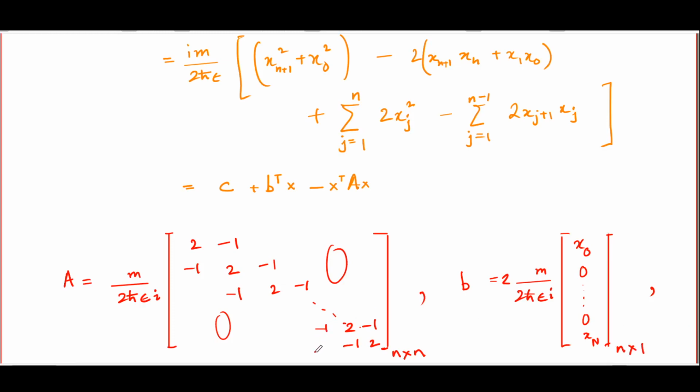A is a square matrix which is tridiagonal, which essentially gives you the 2's down the diagonal. And the minus 2 xj plus 1 xj is taken care of by a minus 1 on each side of the diagonal. So you get a tridiagonal matrix with an overall factor of m by twice h cross epsilon I here. Remember, you had an I in the numerator here, but because of the minus sign, what we have done is we have moved the I from the numerator to the denominator.